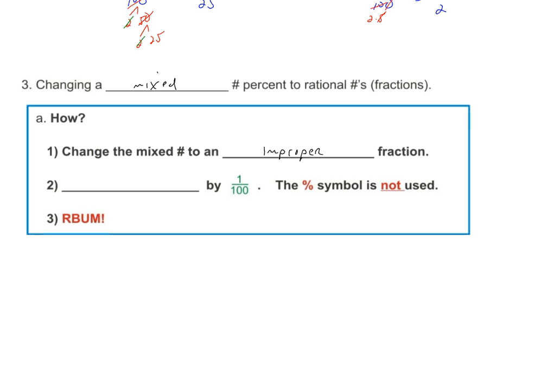Because you already have a fraction, instead of dividing by 100, you will multiply by 1 over 100. That's exactly the same as dividing by 100. And again, you're not going to use the symbol anymore because you divided by 100. And of course, reduce before you multiply, right?